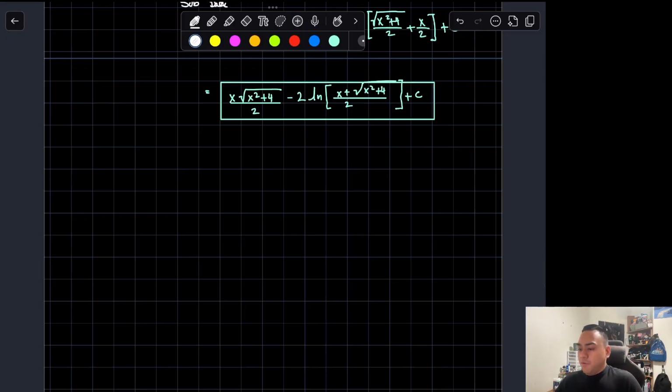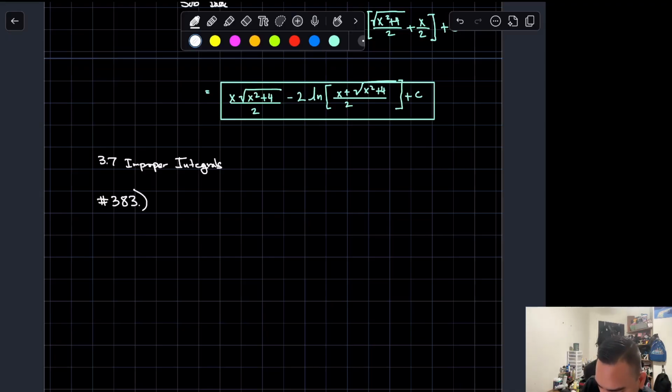Okay, moving on. Our next lesson is going to be on 3.7, which is improper integrals. And it's going to be real simple. So here they are exactly from the book, number 383. It's going to give us the integral from 0 to infinity of e to the negative x dx. You're like, whoa, what the heck is going on? Why is there an infinity symbol?